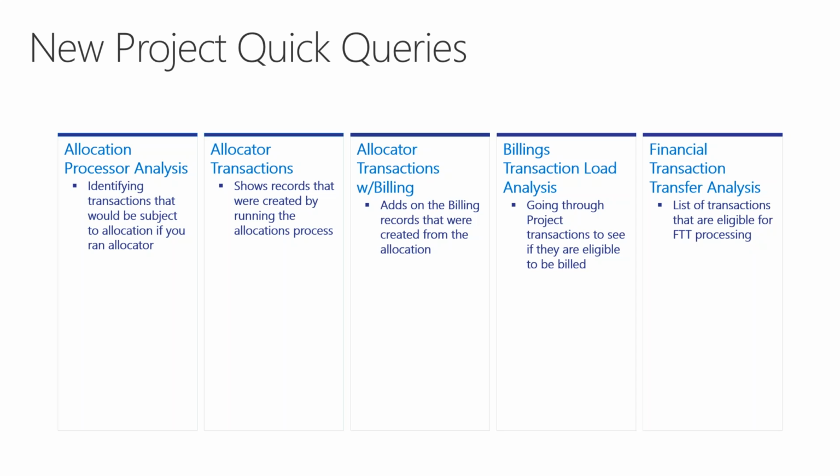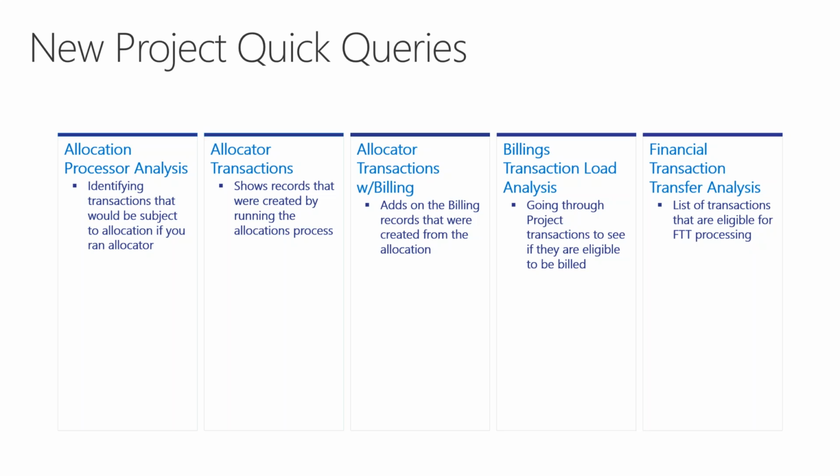So, not to get too deep off of this, these are queries that you can run. The first one says, if I'm about to run the allocation process, tell me what would be allocated if I ran it right now. That gives you a view of what should be processed. Now, if I run the allocation, this is what's going to happen.